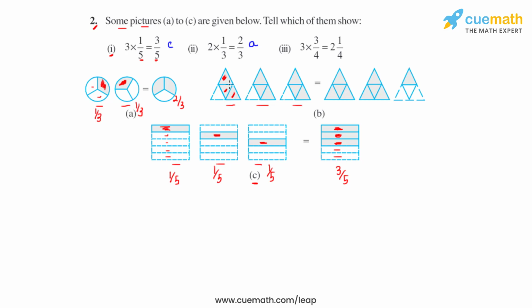So if we collectively see, there are 1, 2, 3, 4, 5, 6, 7, 8, 9, a total of 9 parts which are shaded out of a total of 12 parts from the 3 triangles. So this gives us that 2 triangles are completely shaded, and in one triangle only one part is shaded. So this is 1 and 1. So 1 plus 1 gives us 2, and the third triangle has 1/4. Putting them together, we get 2 1/4. So the answer for the third bit is B.